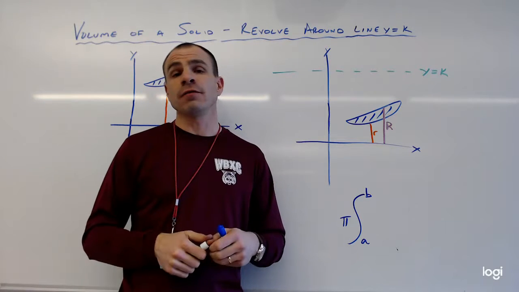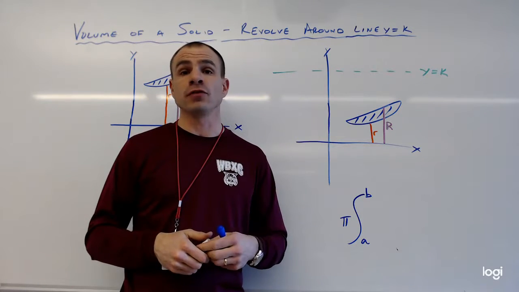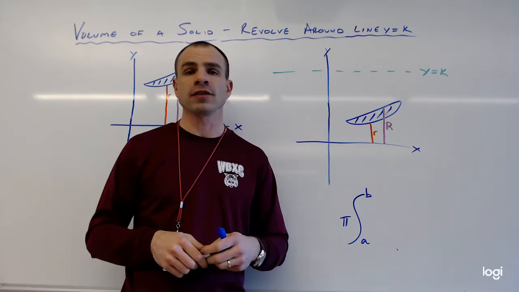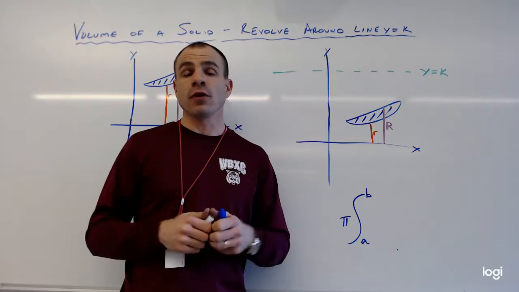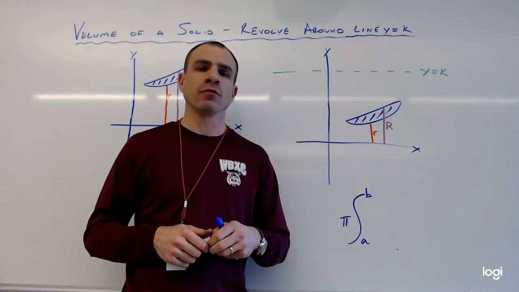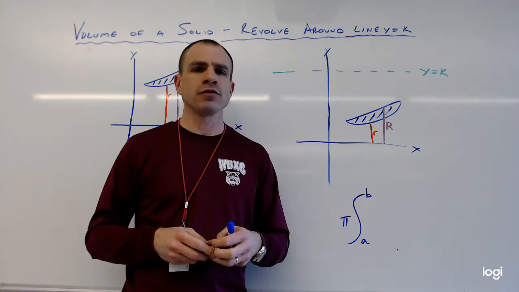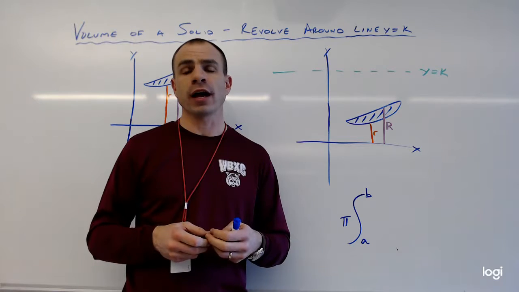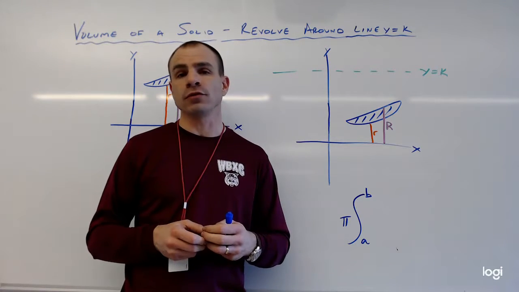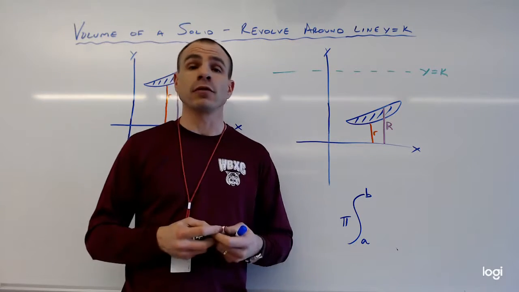It's convenient if the axis of revolution is always the x-axis or the y-axis. It allows for the formulas involving the definite integral to be rather simple. But that doesn't mean that the axis of revolution has to be the x-axis or the y-axis. It could be some other horizontal, or for that matter, vertical line.